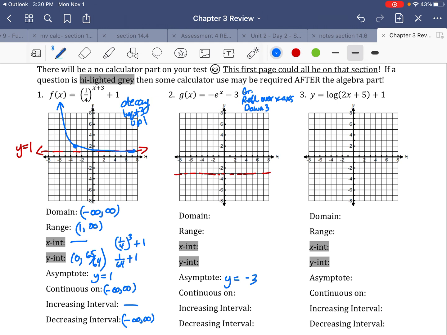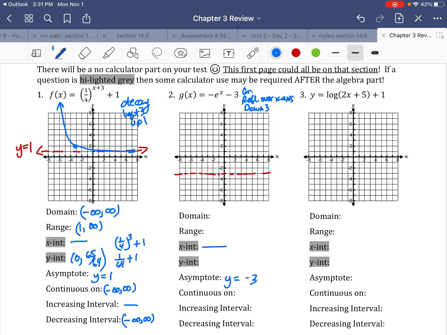And let's see. This thing has been moved down 3 and reflected, so it's upside down. It was a growth, so it was kind of going like this, but it has been flipped over, so it is going down like this. I think I'll wait for my y-intercept, but that's the general shape. Again, it looks like right there I do not have an x-intercept.